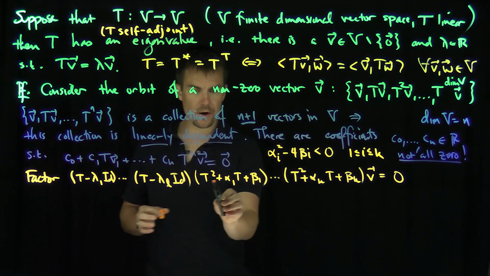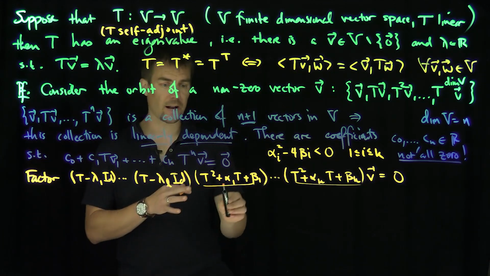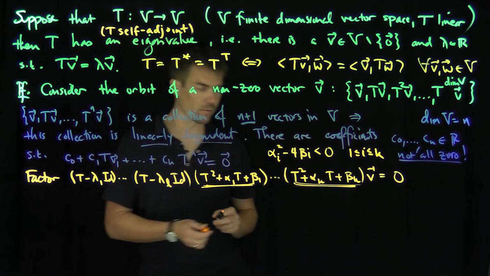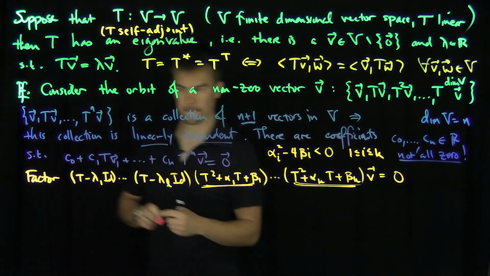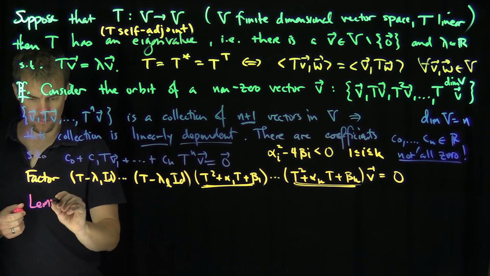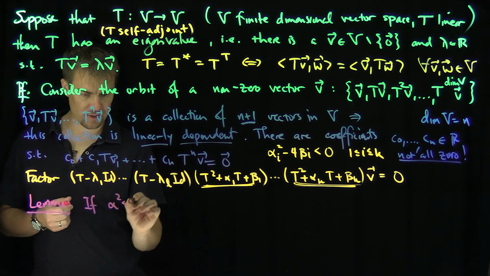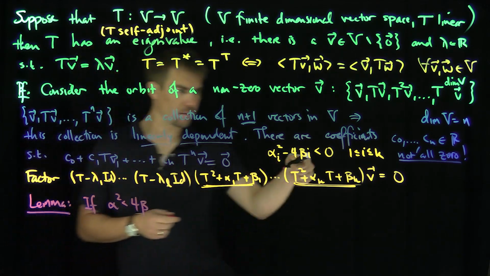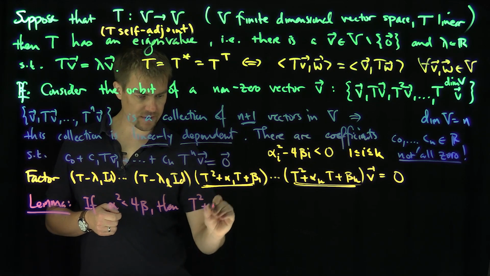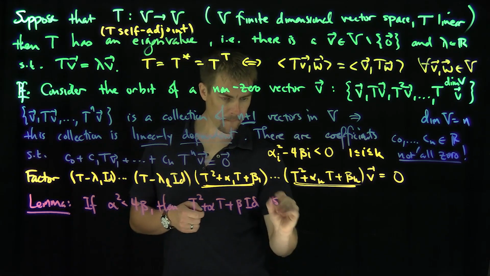Now, I want to show that none of these quadratic terms can actually give me a 0 in my vector v. In other words, I claim that these factors over here are actually invertible since T is self-adjoint. So let's prove that. Here's a lemma: if alpha squared is less than 4 beta, like in this condition over here, then T squared plus alpha T plus beta identity is invertible.